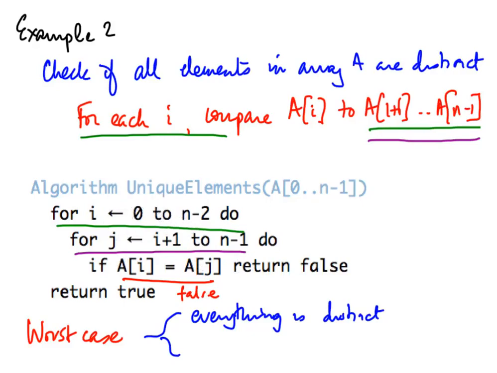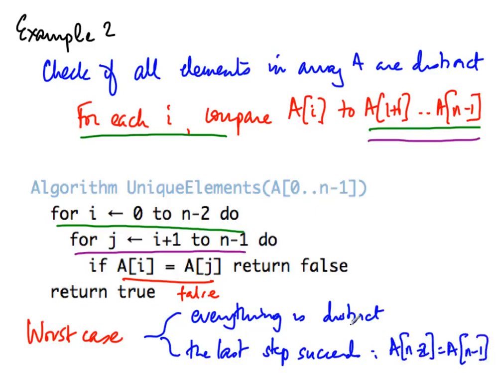The other thing which may happen is that the last step succeeds. So this is when A[n-2] is actually equal to A[n-1]. Basically everything else fails, and then at the very last step, when you've gone through all the pairs, you find that i is n minus 2 and j is n minus 1, and then you find A[i] is equal to A[j], and you return false. In either of these two situations, you hit the worst case. So this is the worst case that we are going to now estimate.